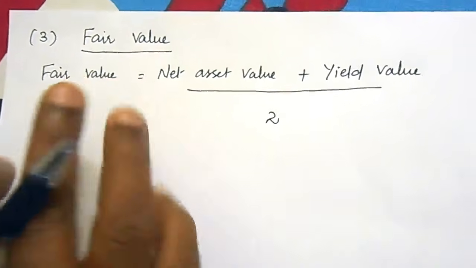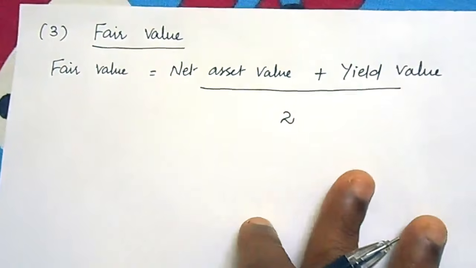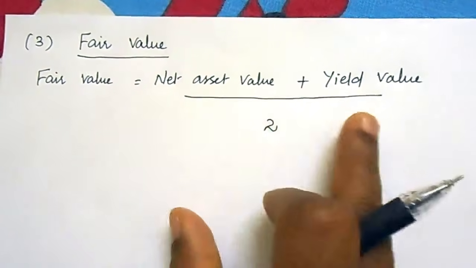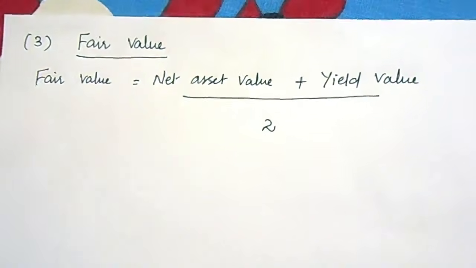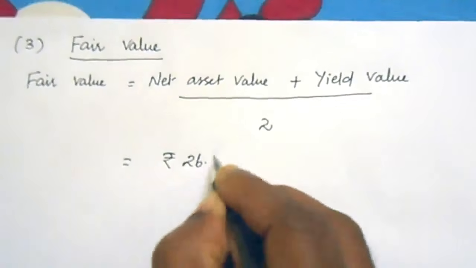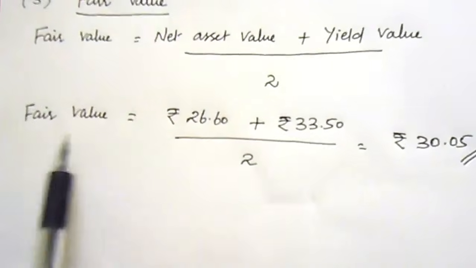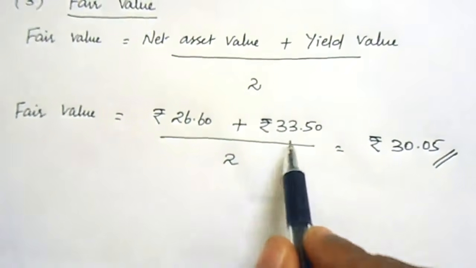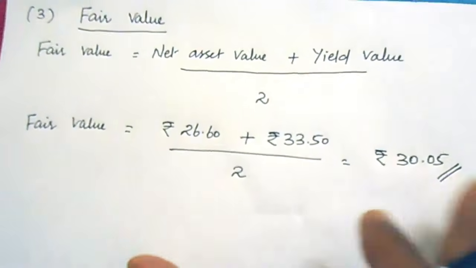Now let us see the third one. Third one is fair value. The fair value formula is net asset value plus yield value, divided by 2. It is just like an average of both the methods. So you have got the value for net asset value and yield value. Now just find the average. The average value is called fair value. Look at the net asset value, 26 rupees 60 paise, plus yield value, 33 rupees 50 paise. Fair value is equal to 26.60 plus 33.50 divided by 2, which is 30.05. So this is the fair value according to the problem.